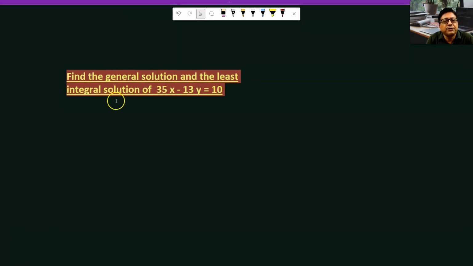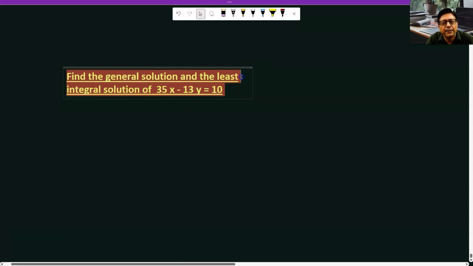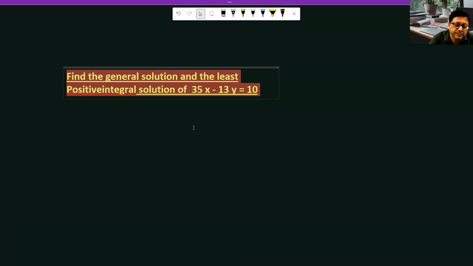Find the general solution and the least positive integral solution. I am not considering negative integral solutions. Least positive integral solution of this equation, 35x minus 13y equal to 10. How to solve it?